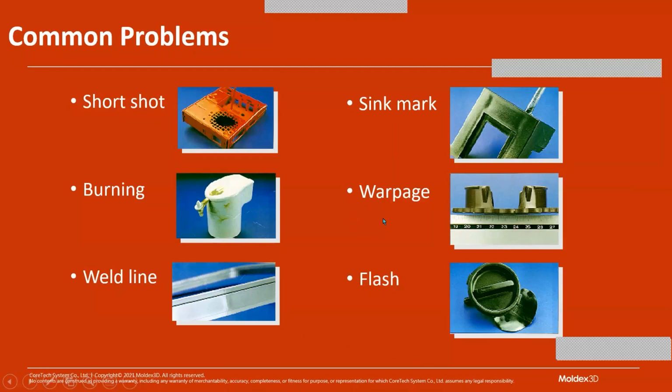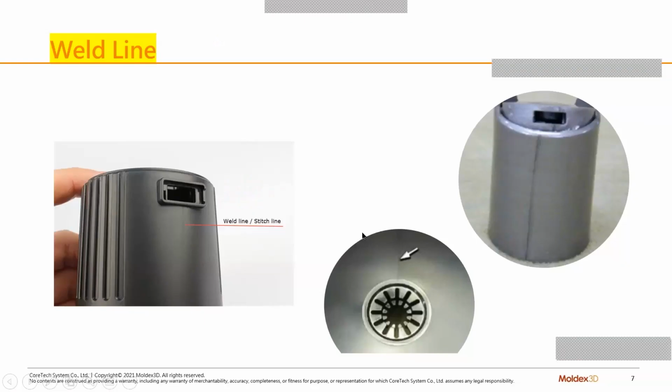Okay, here are some common defects we usually meet during the injection molding process. Short shot, burning, weld line, sink mark, warpage, and flash are some of the common problems we will meet. And we can discover these problems by using Moldex3D Studio to simulate before we have those defects in reality. Okay, so first we are talking about weld line.